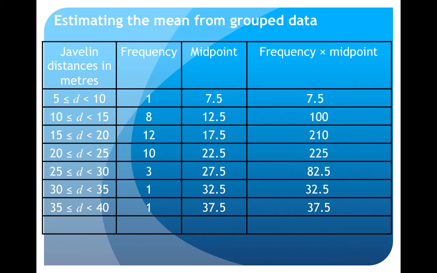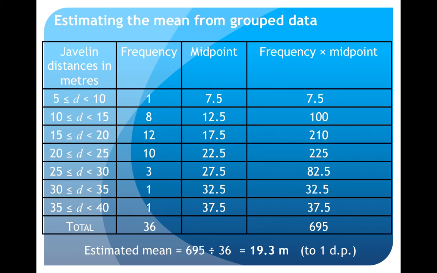And finally, to work out what the sum of all the data would be, I add this column. That's the sum of the data. And then I also will need to divide by the total number of pieces of data, which is the total of the frequencies. That is how many boys were surveyed in the first place. And if I do that calculation, I'll then get the estimated mean, which in this case is 19.3 meters to one decimal place.